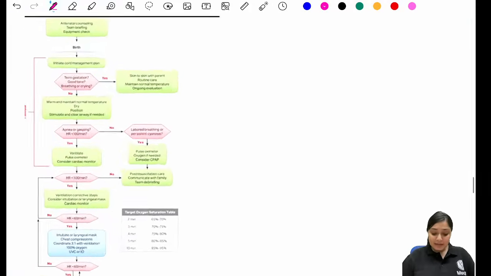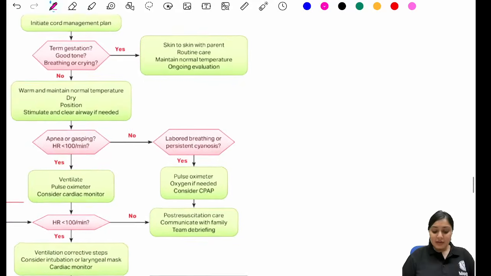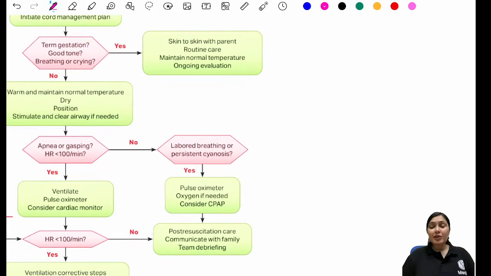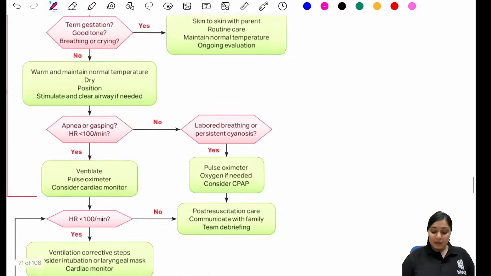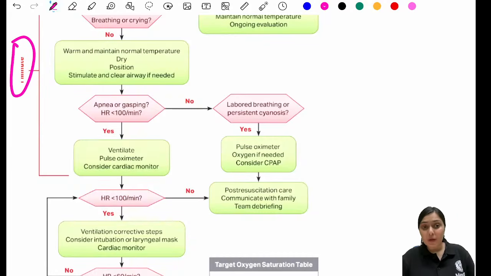Let's look at this flow chart over here. So before birth, you have to do all the antenatal counseling, team briefing, equipment check. After birth, we ask the 3 questions: term, tone, cry. If answer to any of these questions is no, you are going to do initial steps of resuscitation along with the normal steps. You're going to dry the baby, position the baby, stimulate the baby, clear the airway if needed. Even after these initial steps of resuscitation, if the heart rate is still less than 100 or the child is gasping or apneic, then you start with positive pressure ventilation. This should be done within 1 minute. This is known as golden 1 minute.